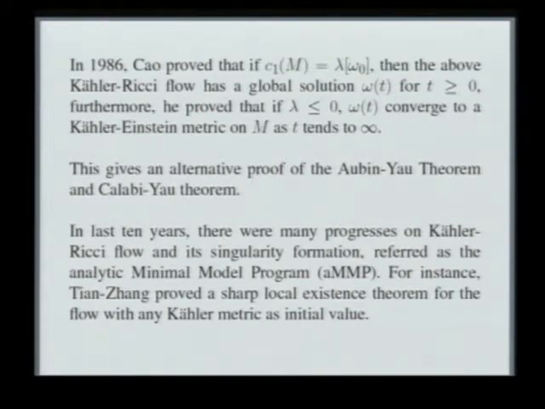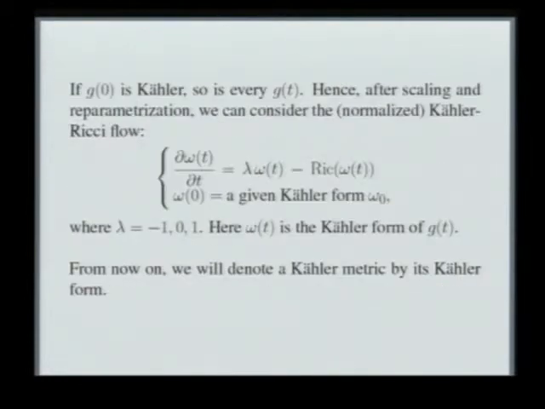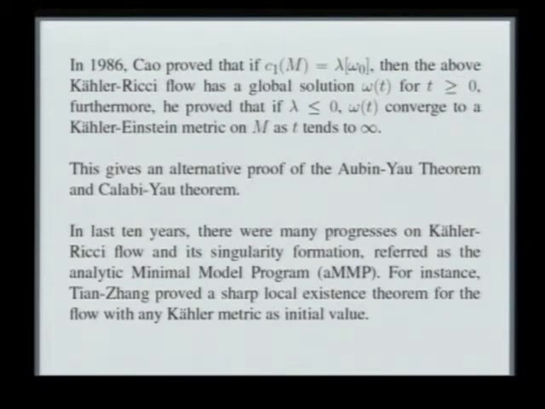So in 1986, Huai-Dong Cao, in his thesis, proved that if you take initial Kähler metric, I remind you, you take initial Kähler metric, if you assume the Kähler class is a multiple of the first Chern class, then the above Kähler-Ricci flow has a global solution. That means this parabolic equation has a solution for all time. Furthermore, he proved if lambda is minus one or zero, omega t converges to a Kähler-Einstein metric on M as t tends to infinity. So this gives a different proof of the Aubin-Yau theorem and Calabi-Yau theorem I just stated before.